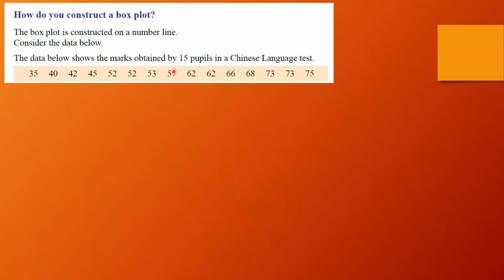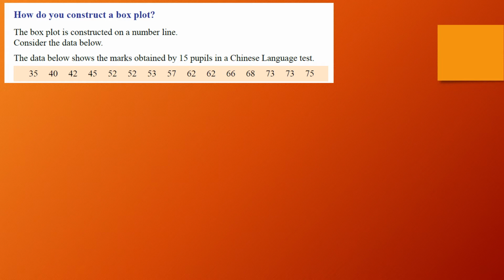So how do you construct a box plot? The box plot is constructed on a number line. Consider the data below. The data below shows the marks obtained by 15 pupils in a Chinese language test. So given the marks 35, 40, 42, 45, 52, 52, 53, 57, 62, 62, 66, 68, 73, 73, and 75. So here the data is arranged in ascending order.